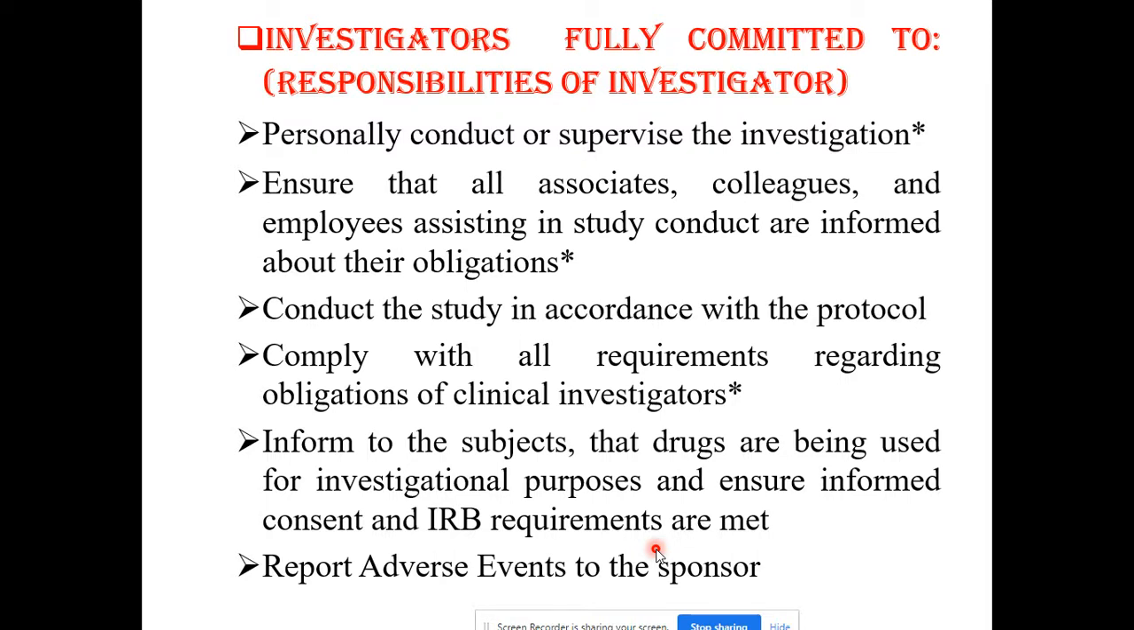Last point: report the adverse events to the sponsor. During the time of the clinical trial study, if any ADR, adverse drug reaction, has occurred, then that ADR should be reported immediately to the sponsor.